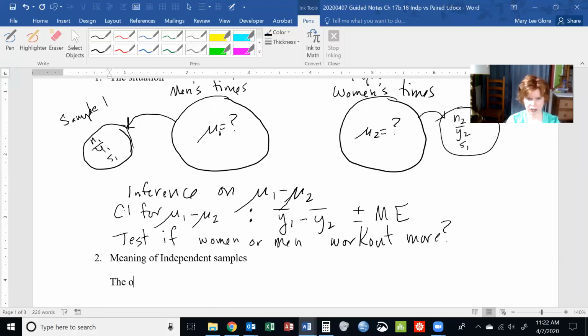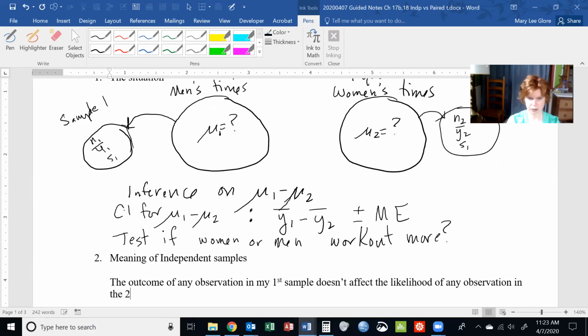Basically, the outcome of any observation in my first sample doesn't affect the likelihood of any observation in the second sample. So for the men above, this would mean that none of the men are related to any of the women.